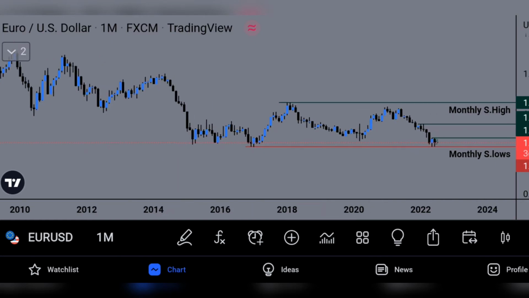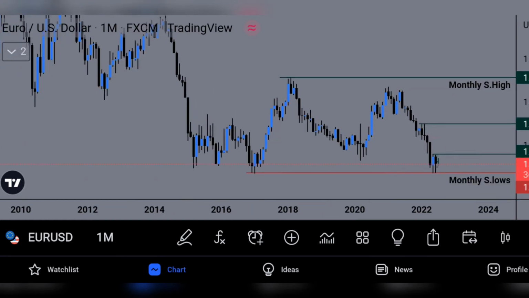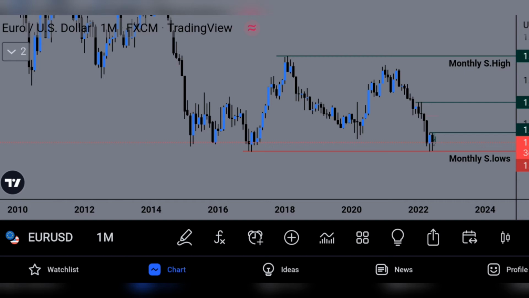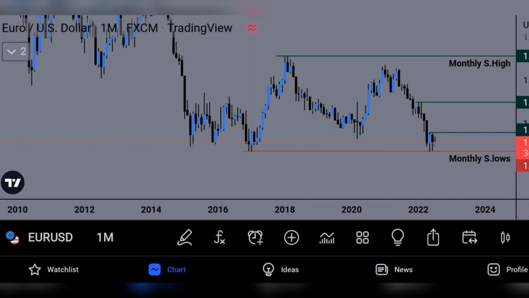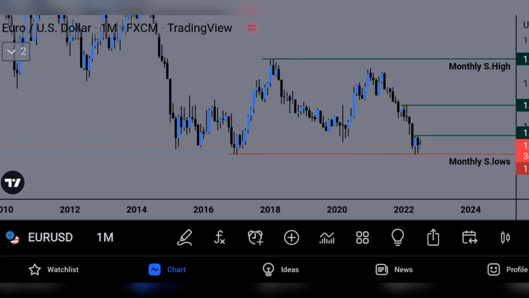So you mark out your monthly high, right? So in that same panel, you click here, bring out your horizontal ray to mark out your monthly lows. If you mark out your monthly lows, you can type on it, edit your typing. So this will be your monthly high. Yeah, so you mark them out, your monthly high, your monthly low.